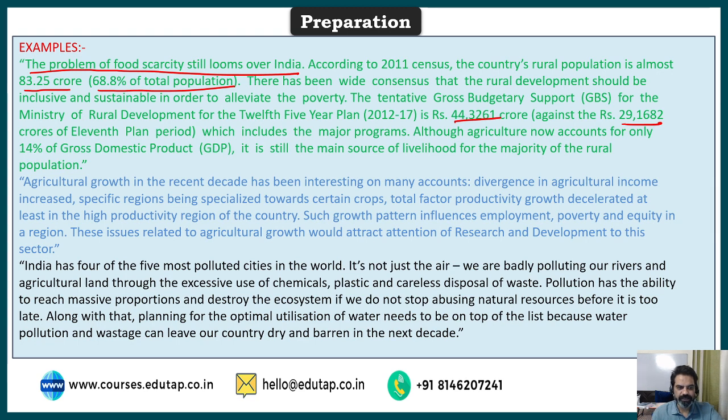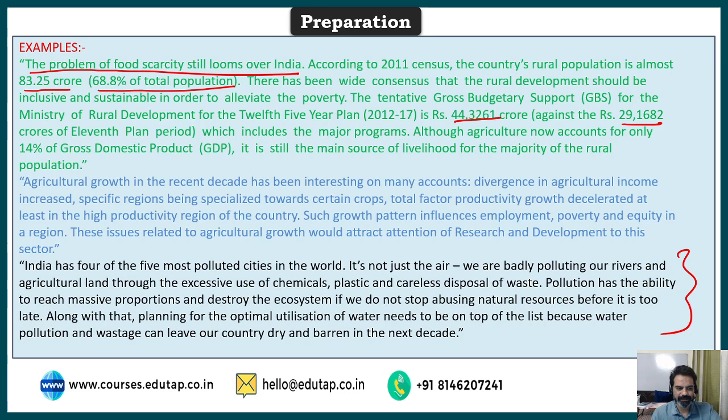Let's read another one. Agriculture growth in recent decades has been interesting on many accounts. Divergence in agriculture income increase, specific regions being specialized towards certain crops. Total factor productivity growth decelerated, at least in high productivity regions of the country. Such growth pattern influences employment, poverty, and equity in a region. These issues related to agricultural growth would attract attention of research and development to this sector. See, now this can also be written if you do not have any fact or any data, but you have concrete points in your head. But don't do this. Don't make such a paragraph.